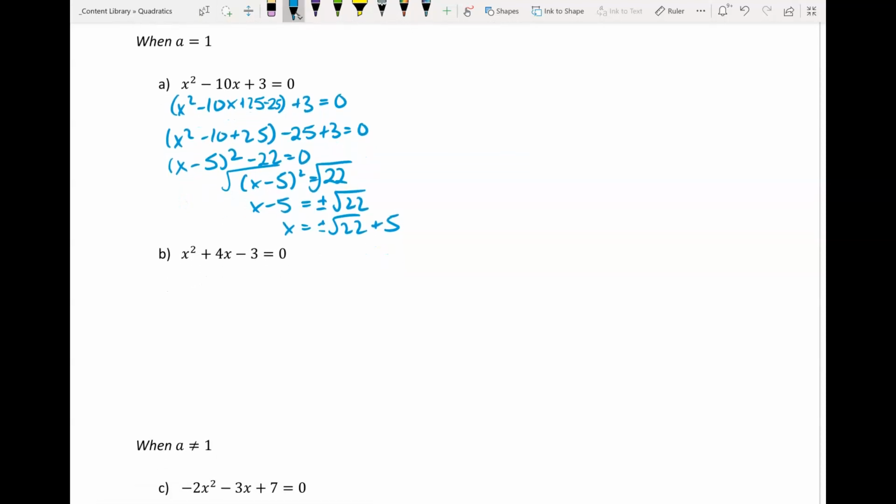Again, you can check for extraneous roots. All you have to do is plug this back into the original to see if it's equal to 0.